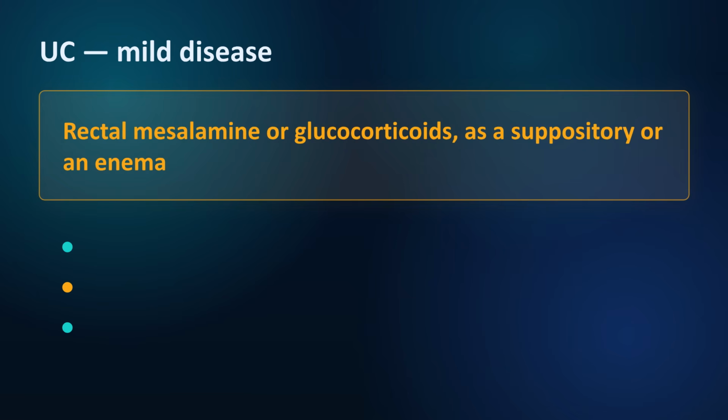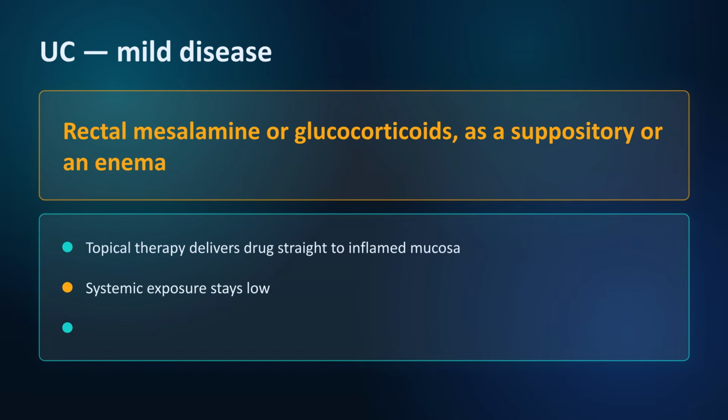Think about why that works so well here. Ulcerative colitis always starts at the rectum. So in mild distal disease, the inflamed mucosa is within reach of a suppository. You deliver drug directly onto the inflamed surface, and systemic exposure stays low, which means you avoid systemic steroid effects entirely. A patient with proctitis often needs nothing more than this. Enema reaches higher than a suppository. Match the delivery to the extent of disease.